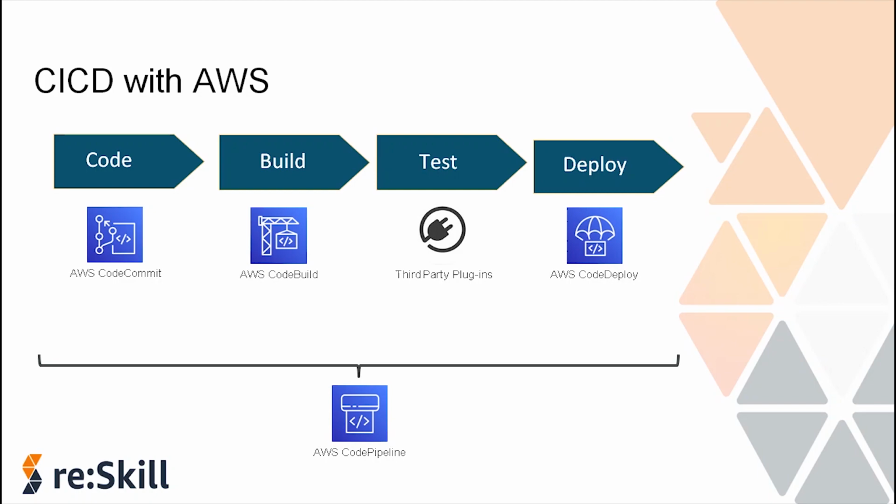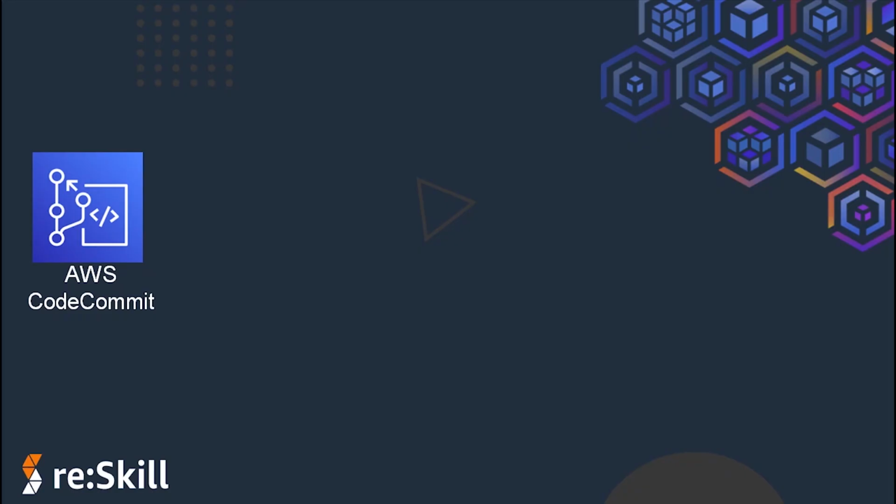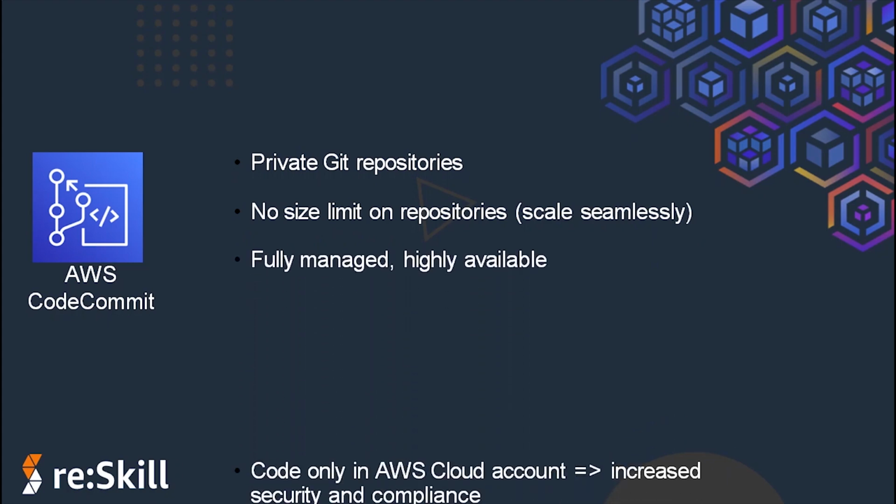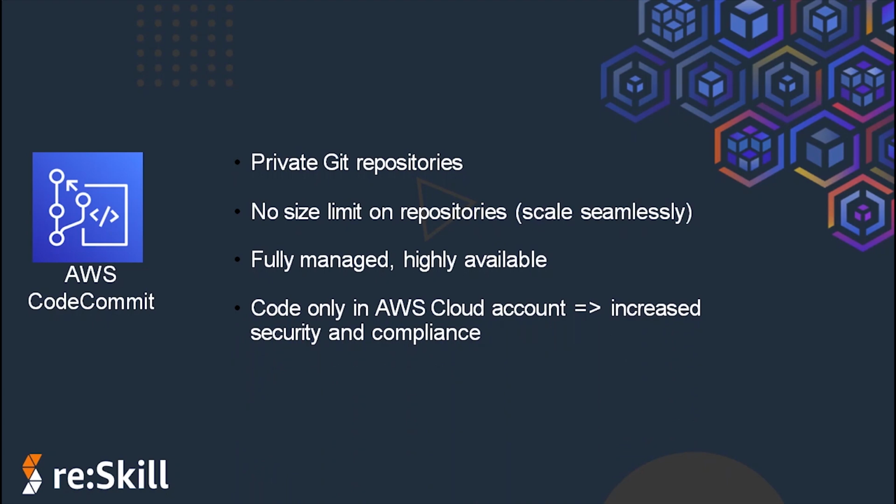Now let's look at the key features of these services. AWS CodeCommit is a private Git repository. There is no size limit on these repositories, so you can scale seamlessly. It is a fully managed and highly available service from AWS. And since code is in your private account, you have increased security and compliance. It can also be integrated with Jenkins, CodeBuild, and other tools.